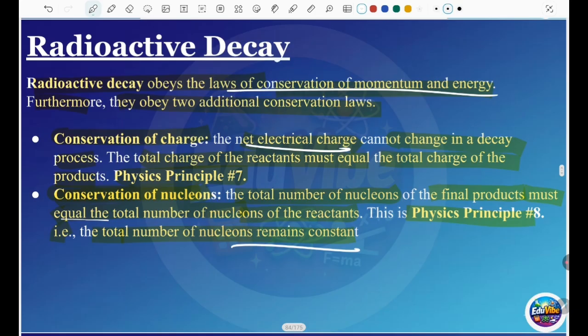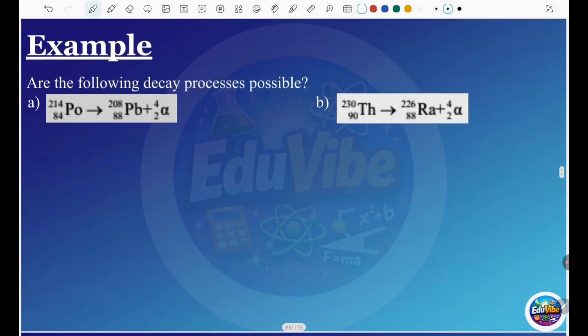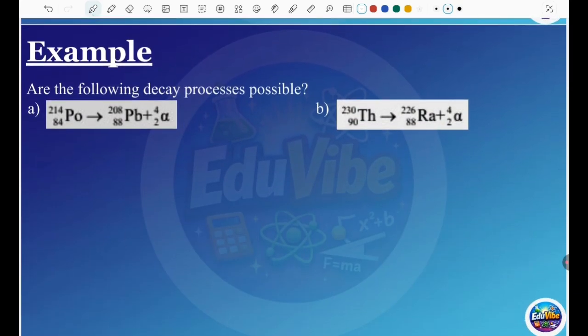So how can we check that they are equal? In alpha decay, beta decay, or gamma decay, you get these types of equations. You can see that these are isotopes: Po, Pb, and then alpha. This is alpha decay, and this one is also alpha decay. But we're not doing the types particularly. Now we're just finding whether the following decay processes are possible or not.